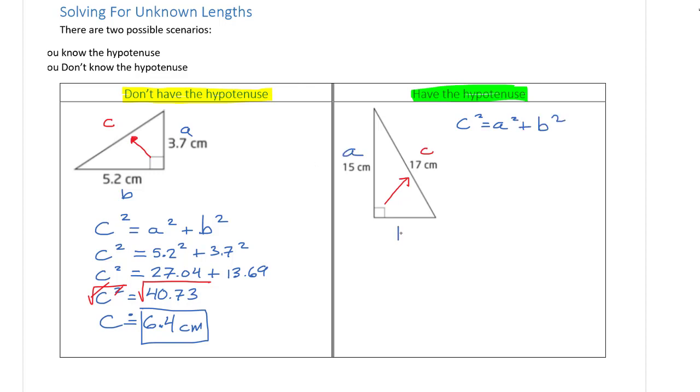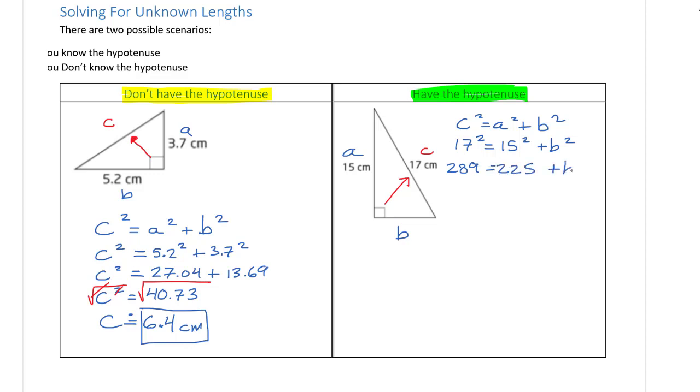It doesn't matter. He can be a, he can be b. We're solving for the missing side. It doesn't matter whether we label it a or b. So the 17, notice, is alone on that side, right? The 15 is going to be a, and we're going to solve for b. All right, so we need to square the 17. So if you go 17 times 17, you get 289. If you square the 15, you get 225.